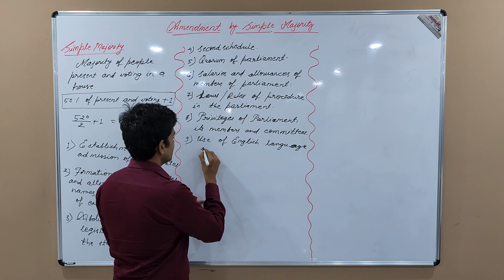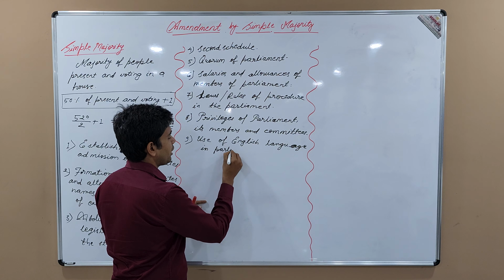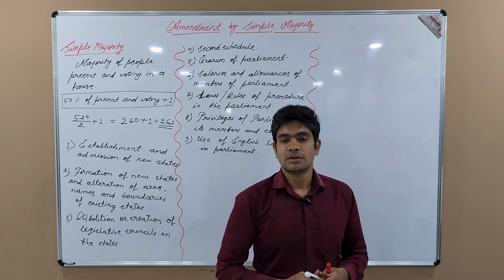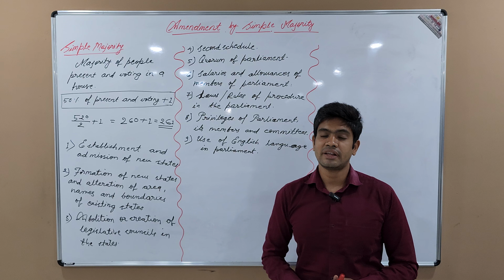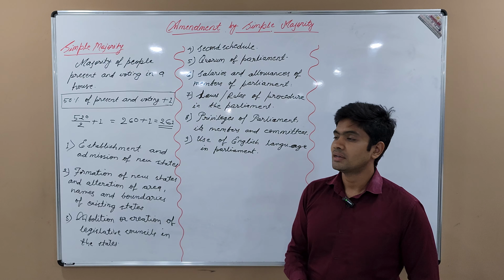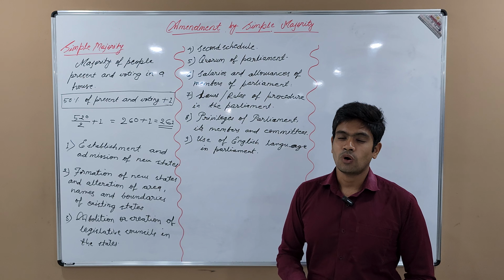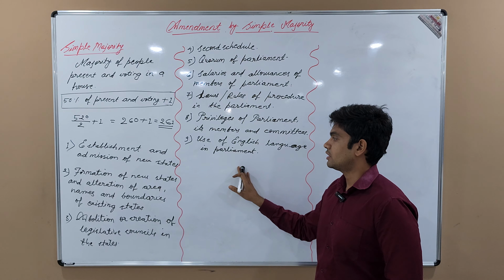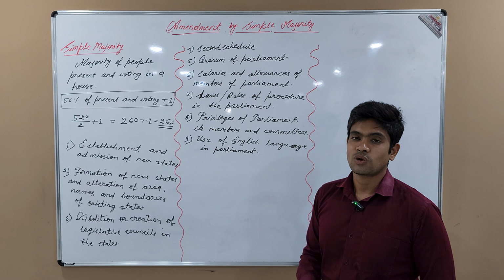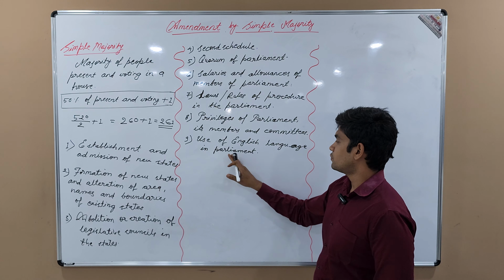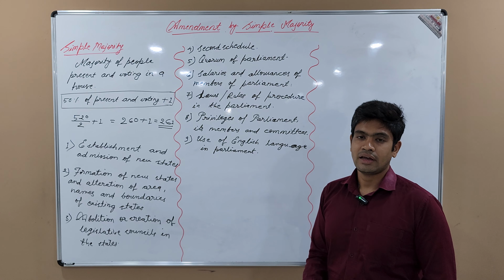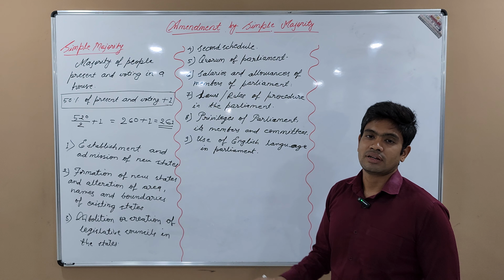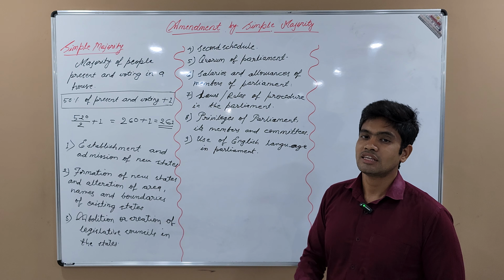So as far as use of English language in the parliament is concerned, we know that a member of the parliament can address the parliament either in Hindi or in English or in any of his authorized language, out of any language which has been listed in the 22 languages of the constitution. So whenever the use of English language has to be curtailed, extended, or tampered with, it is tampered with by simple majority in each house of the parliament.